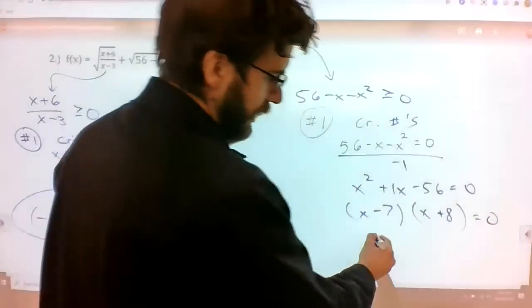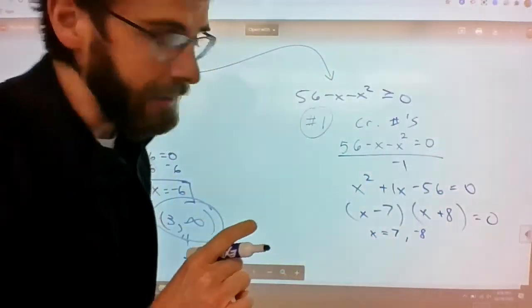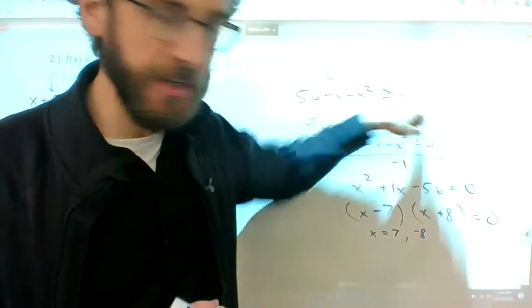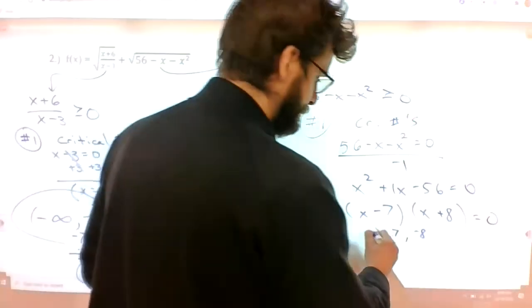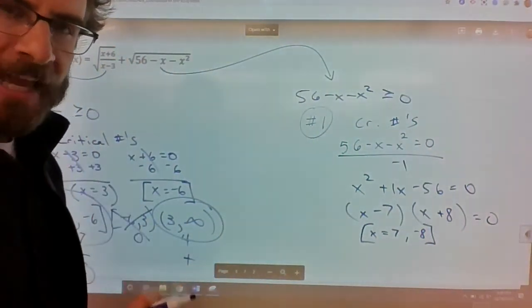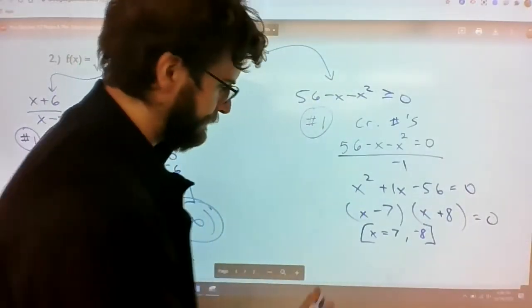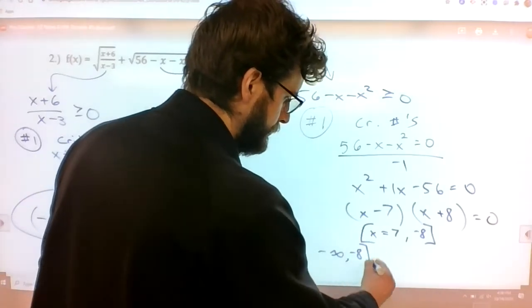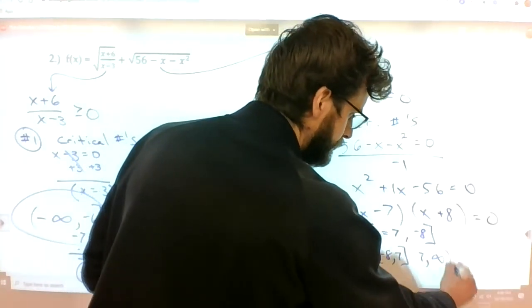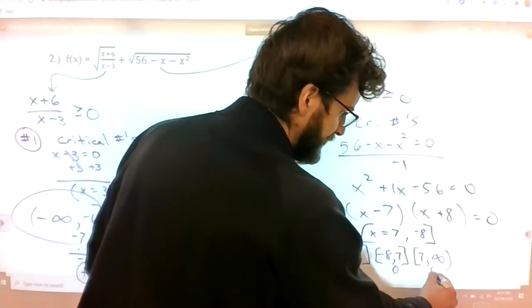So my critical numbers are x equals 7 and x equals negative 8. And they're both bracketed because we didn't have a domain critical number. It was just the equal to 0. Okay, these are both bracketed. So I'm going to go from negative infinity to negative 8, negative 8 to 7, and then 7 to infinity. So test negative 9, test 0, test 8.